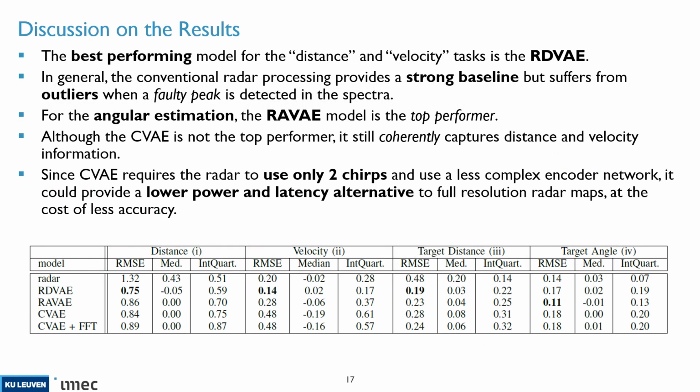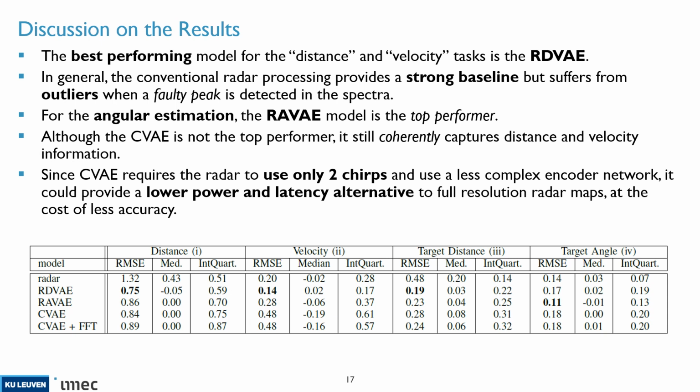In this table, we summarize and discuss the obtained results for each of the 4 experiments we conducted in this work. In general, we saw that the RD-VAE, meaning the VAE acting on the range Doppler maps, was the best performing model for tasks where distance and velocity had to be estimated. When it comes to the angle estimation, we saw that the RA-VAE, meaning the VAE acting on the range azimuth maps, was the best performing model. Regarding the conventional radar processing pipelines, which consisted of identifying the peaks of highest amplitude in the various radar spectra, we saw a significant presence of outliers, as evidenced by the lower interquartile distances.